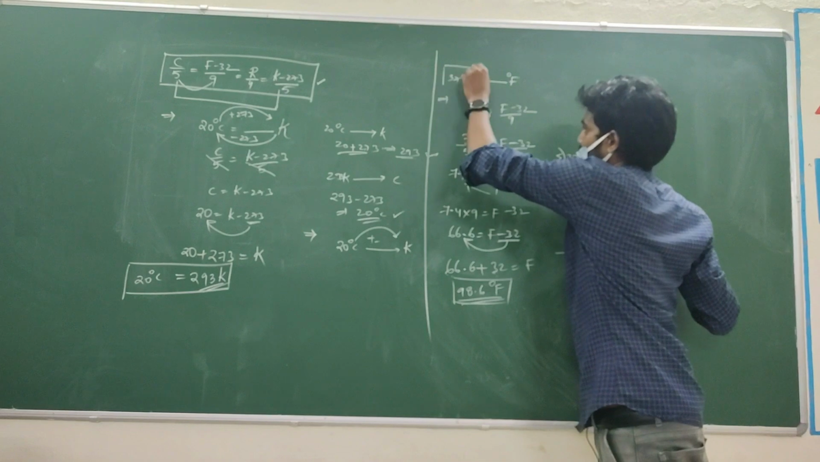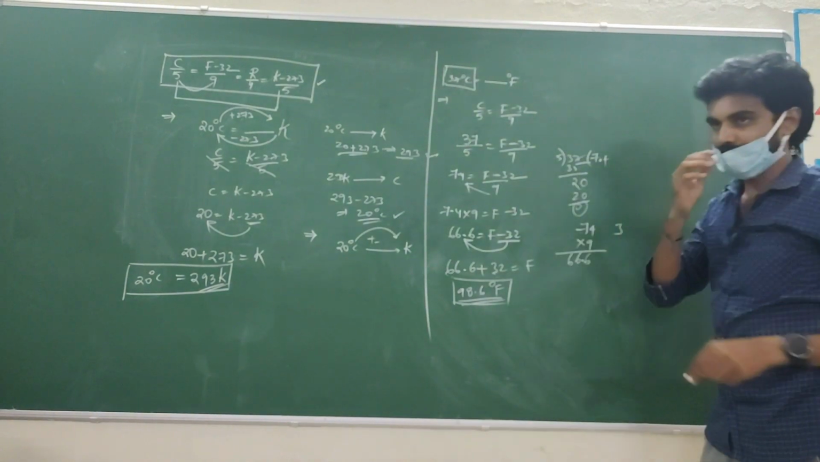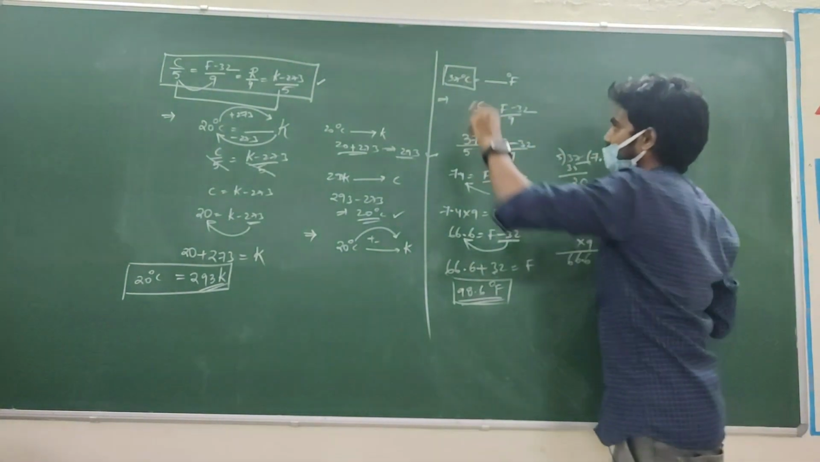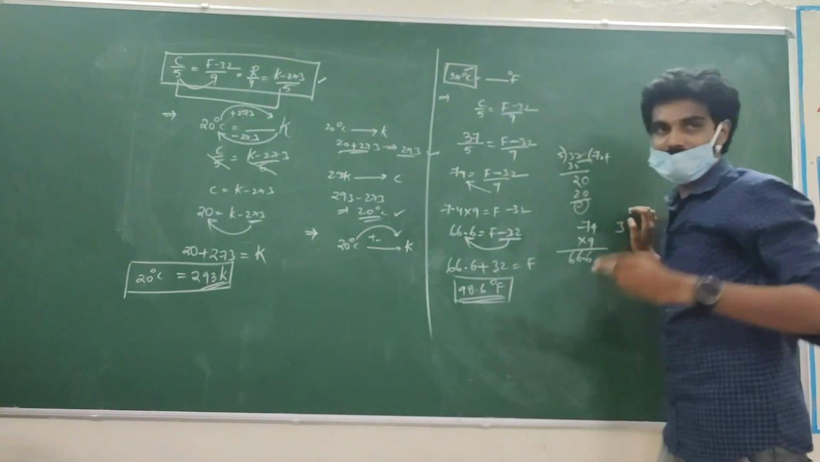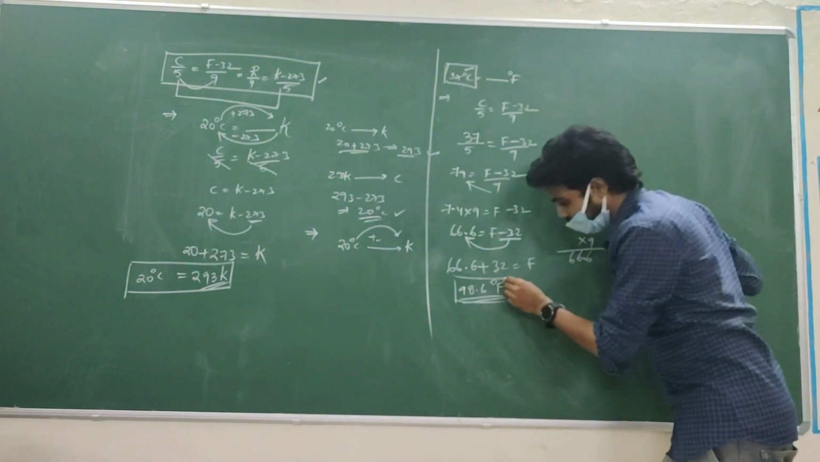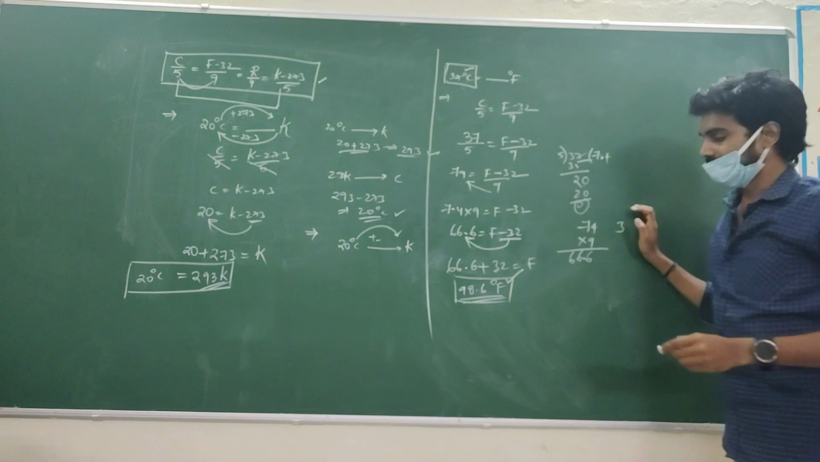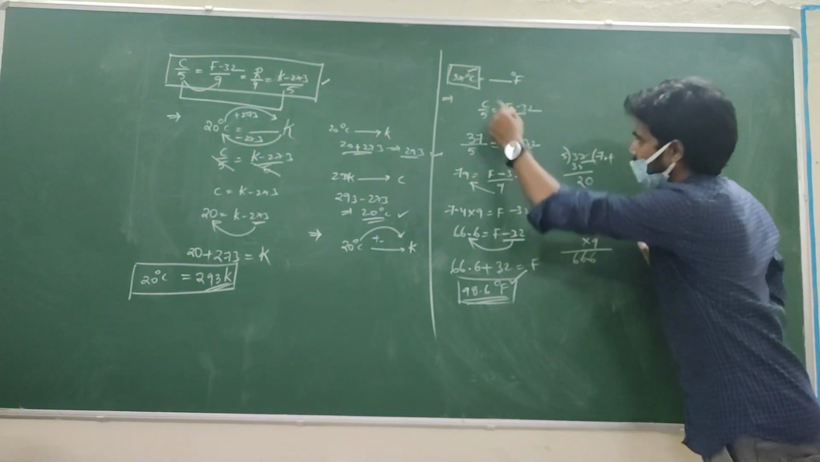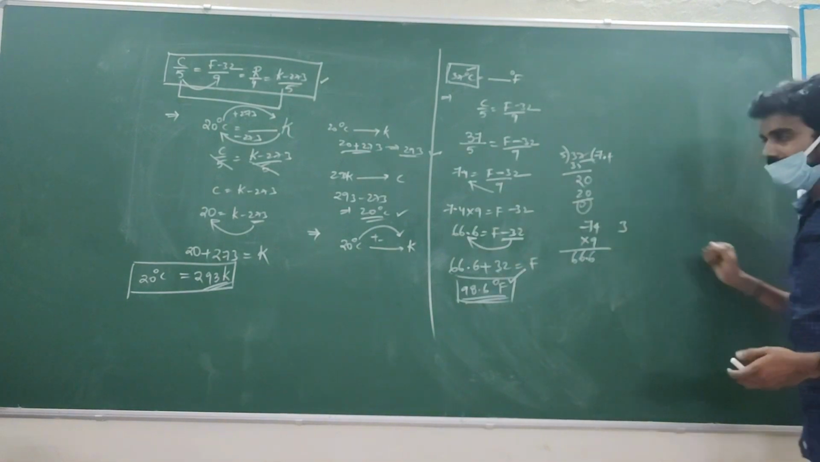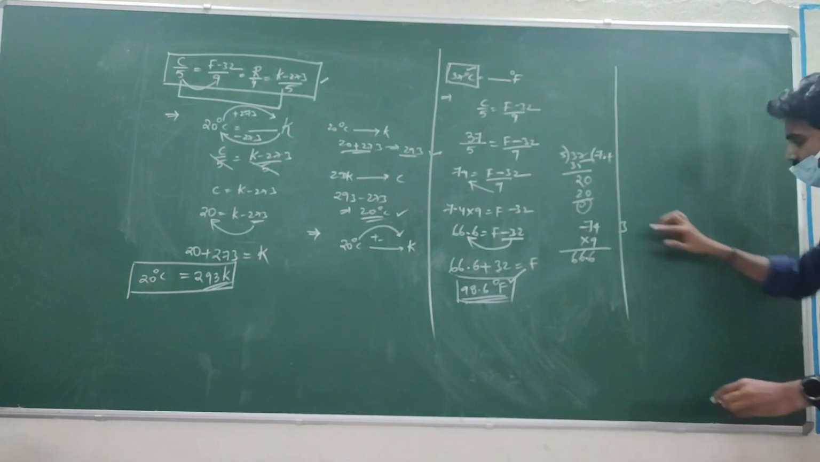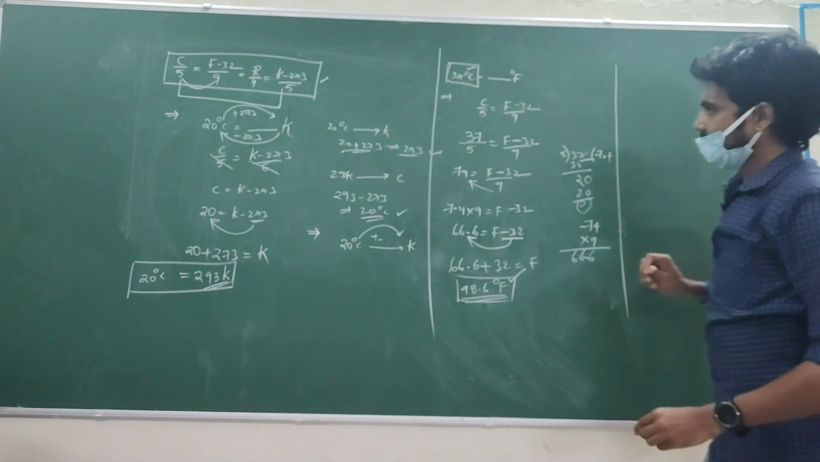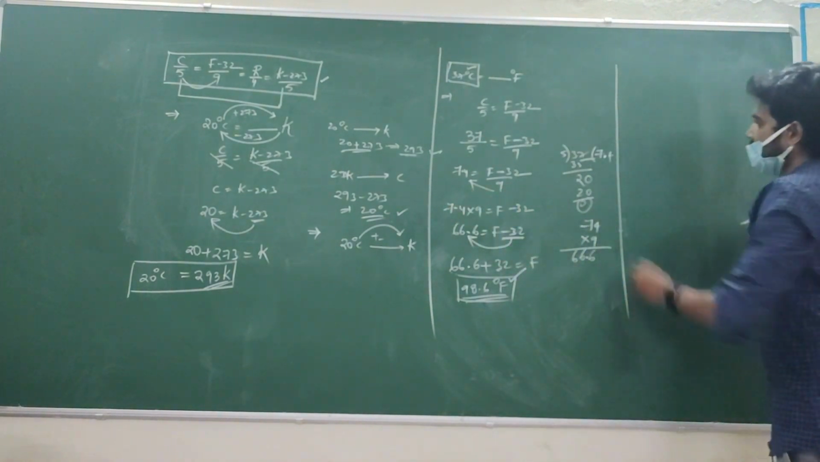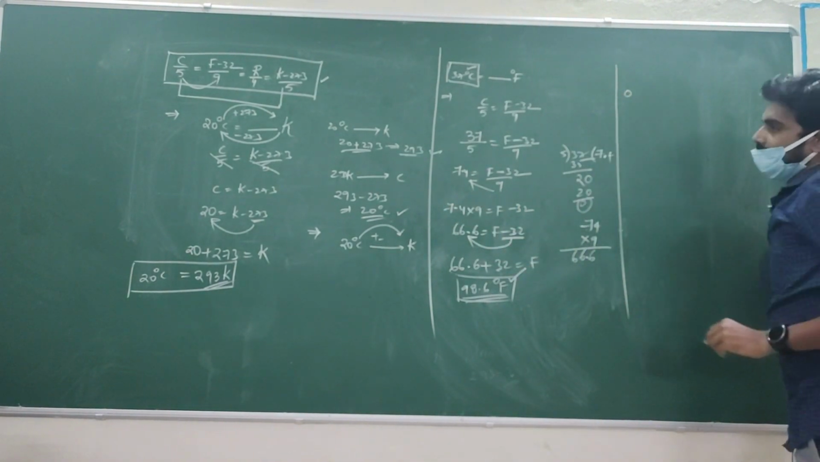Now you got two important answers here. What is the healthy human body temperature in degrees centigrade? 37 degrees centigrade. What is the healthy human body temperature on the Fahrenheit scale? That is 98.6 degrees Fahrenheit. Clear? I think you got these two. Wonderful.